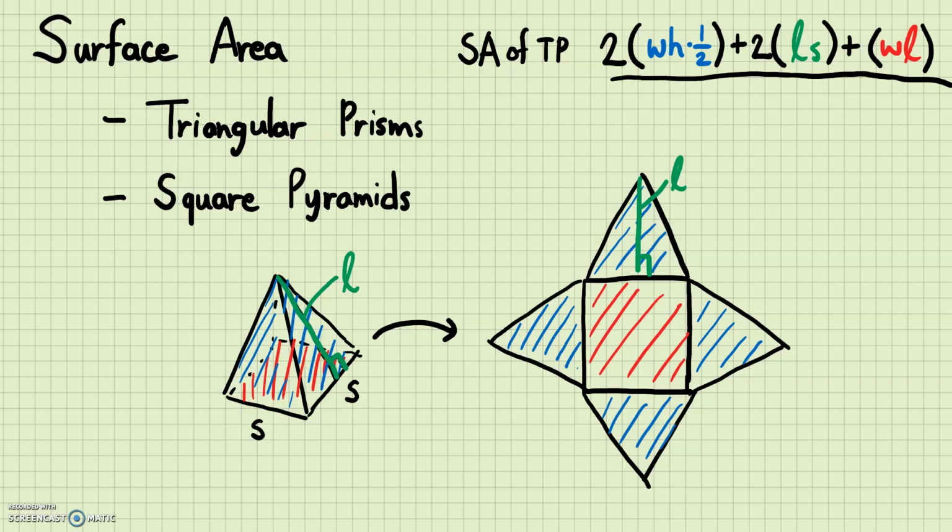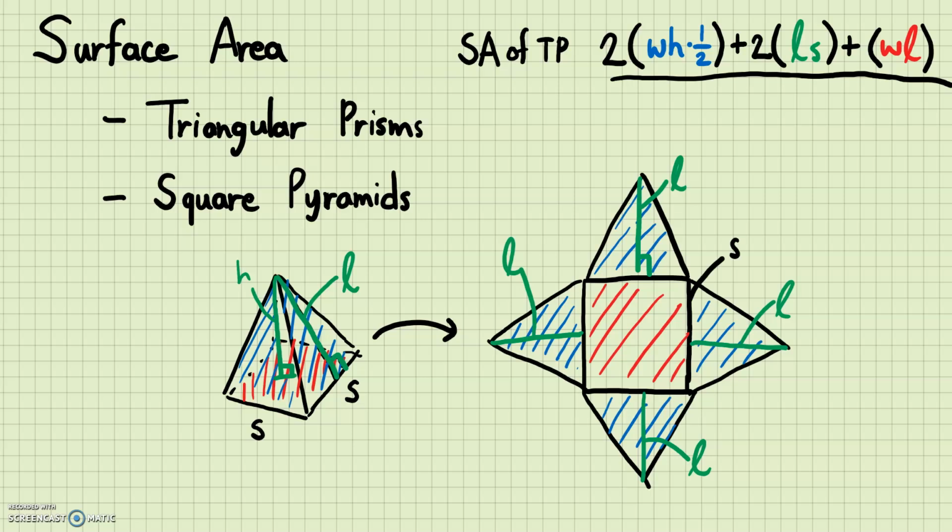Now this is different from the actual height of the pyramid. The actual height goes down to the square in the bottom, and it's perpendicular to that square on the bottom. This height here is actually the height of the triangle on each side. Okay, we don't use this H. We don't use the height for surface area. We use the slant height. Okay, so these are all going to be L's. That's going to be L, that's going to be L. And remember that our side here was S.